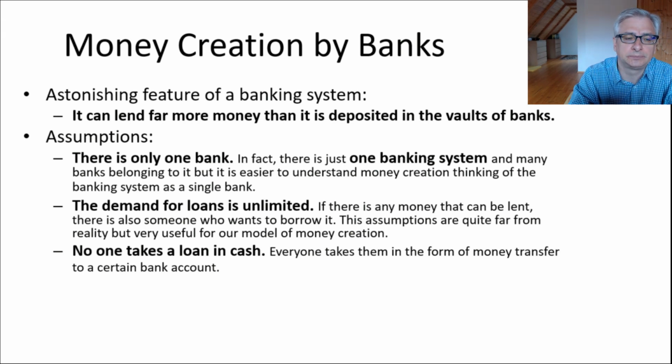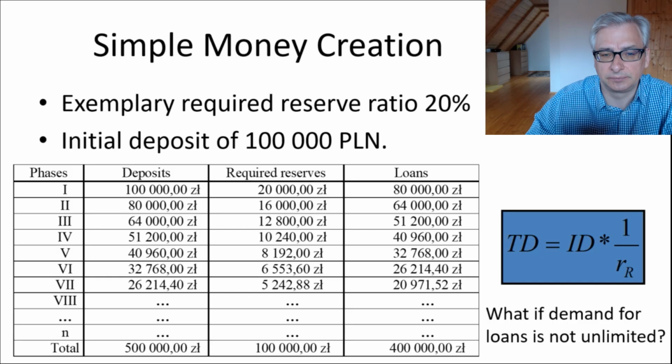And the third assumption that we make: no one takes a loan in cash. As you know, there are two types of loans you can get from a bank: a cash loan, where banks simply give you some cash, or a non-cash loan. So at first, in our first step, we will make this assumption: no one takes a loan in cash, which means there are no cash loans in the system. That allows us to move to simple money creation.